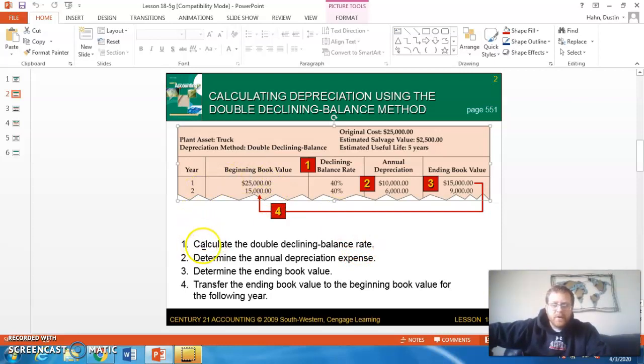But step 1, calculate the double declining balance rate. The $25,000, which is your book value, your original cost, divide that by your useful life. In this situation, $25,000 divided by 5 equals 5,000. Then take that times 2, and that's your annual depreciation, which is step 2, determine your annual depreciation. Step 3, determine the ending book value. And step 4, transfer the ending book value to the beginning book value for the following year, 15,000. You end year 1 with 15,000, you start year 2 with 15,000. All you do is bring that down.